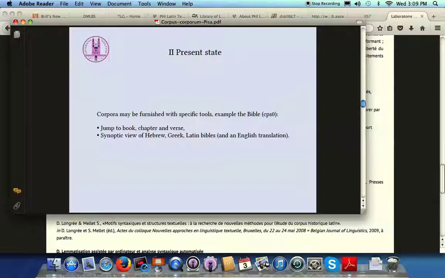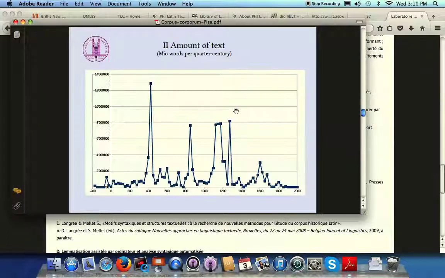Here you see the amount of text by year. This is a basic count of words per quarter century. So you see that at 400 AD, we have more than 12 million words in this quarter century, between 400 and 425 AD. The same thing can be done with works per quarter century.